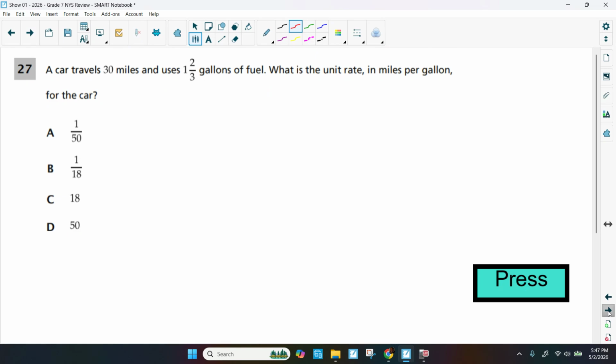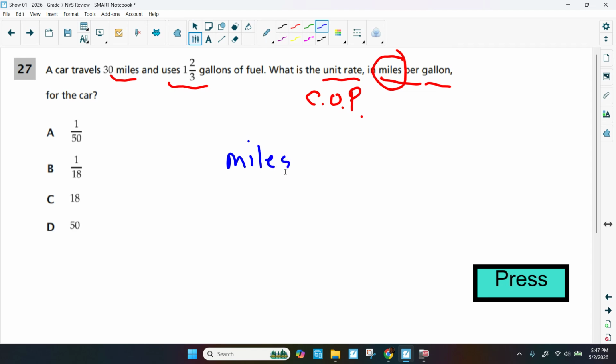Let's continue. A car travels 30 miles and uses 1 2/3 gallons of fuel. What is the unit rate? Oh, I haven't heard that word in a while, and we call it, though, in 7th grade, COP, constant of proportionality, which means the denominator equals 1. So how many miles? What's nice is they give you the fraction, miles divided by gallons. So let me do that.